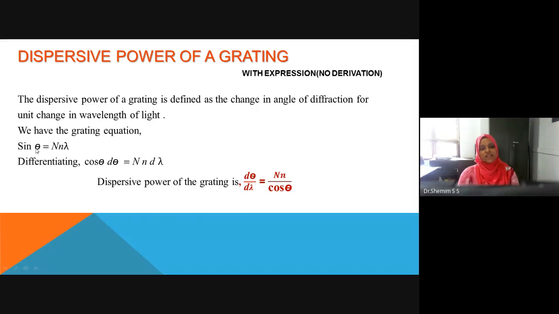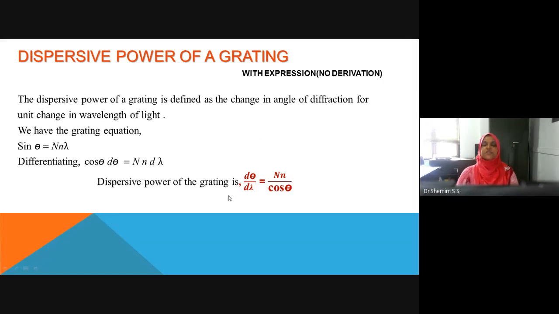We know that the grating equation is sin theta equal to N n lambda. On differentiating this equation, the differential of sin theta is cos theta d theta equal to N n, where N and n are constant. Capital N is the number of lines per unit length, and small n is the order of diffraction. Then differentiating the right hand side, N and n are constants into d lambda. Taking cos theta to the right hand side, d theta by d lambda is equal to N n by cos theta.